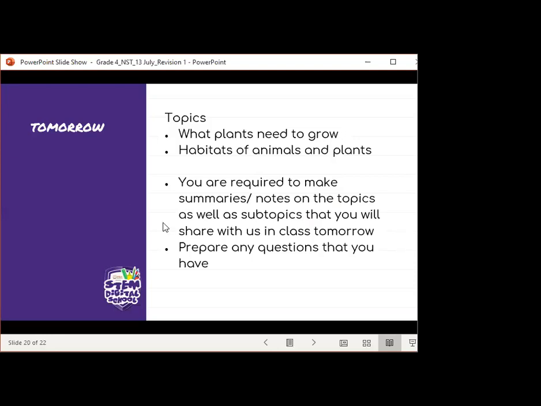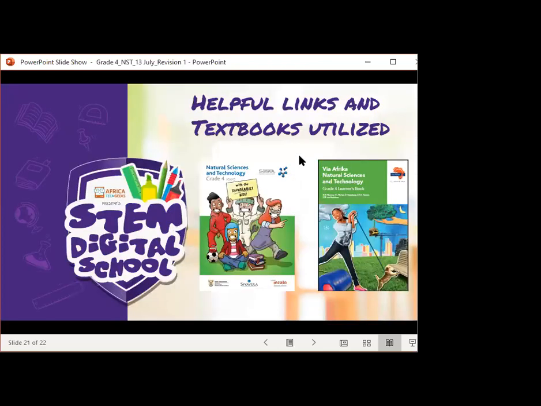Okay, so guys, tomorrow we will be looking at what plants need to grow as well as habitats of animals and plants. You will be required to write summaries or notes on the topics, and you are going to share with us in class tomorrow. So guys, prepare any questions that you have for class tomorrow with regards to the topics, what plants need to grow, and habitats of animals and plants. All right, so you guys will be teaching each other tomorrow.